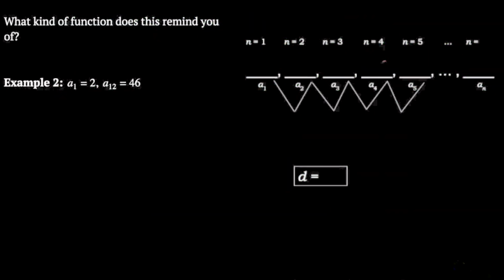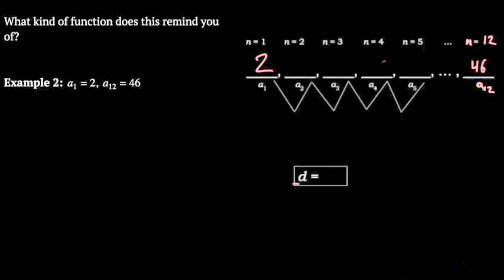So let's take a look at another example. Here they're telling me that a sub 1 is 2. The value of my first term is 2, and the value of my 12th term is 46. So I'll jump over here and say that n equals 12. That would mean this is a sub 12, and the value of that term is 46. So let's see if we can fill out the rest of this sequence.